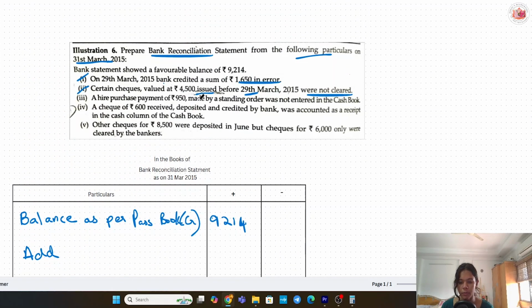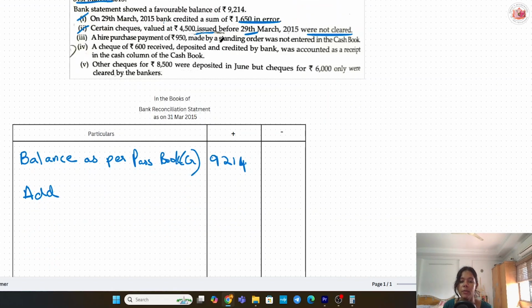Let's see the next one. A hire purchase payment of rupees 950 made by a standing order was not entered in the cash book. A payment of 950 rupees was made by our bank, but it has not been entered in our cash book. So what does that mean? Our passbook balance is less by 950 rupees compared to our cash book. Now if it is lesser than the cash book, what do we do to equalize? We'll have to add back 950 rupees. See, in my cash book, the standing instruction payment has not been made. So my cash book balance is more by rupees 950. But in my passbook, the bank has made that payment, and that's reflecting in my passbook. So if I want to equalize the two, I need to make an adjustment to my passbook, right? I will have to add 950 rupees.